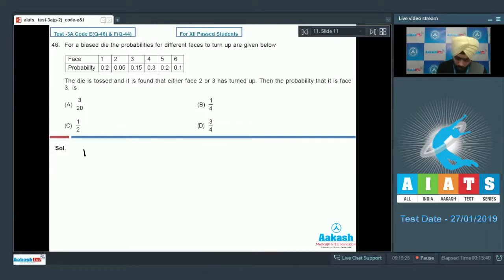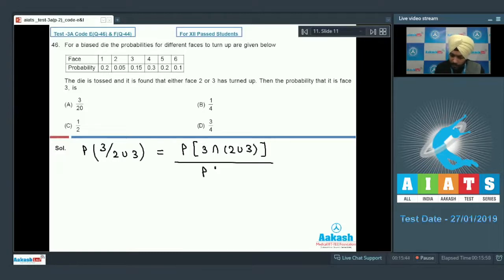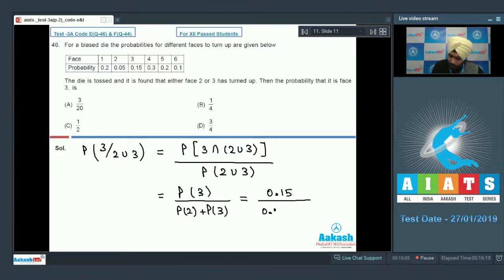Okay, so we have to find the probability that face 3 came up given 2 or 3 came up. So probability of A given B is probability of A intersection B, that is 3 intersection (2 union 3), upon probability of 2 union 3. So simply we can see that the numerator will be probability of 3 divided by probability of 2 plus probability of 3, since they are mutually exclusive events. Probability of 3 is 0.15, probability of 2 is 0.05, plus 0.15 for probability of 3. Straight away 15 by 20 or 3 by 4. We have option number D as the right choice.